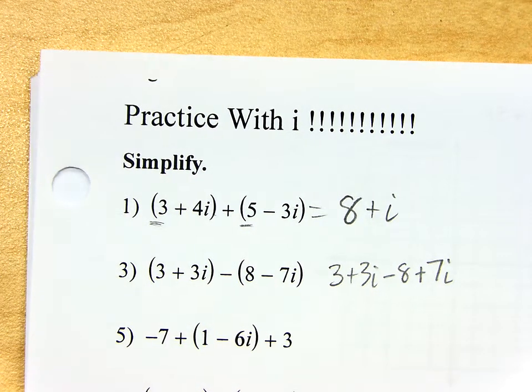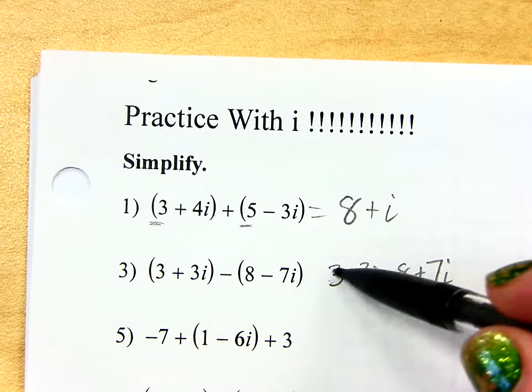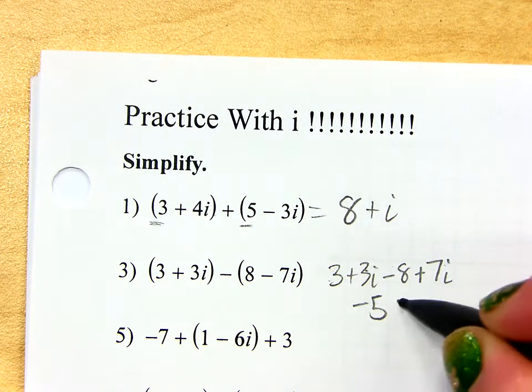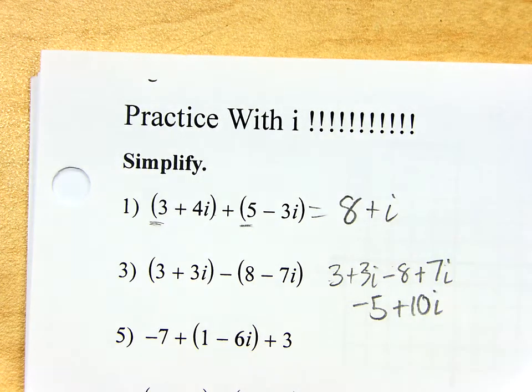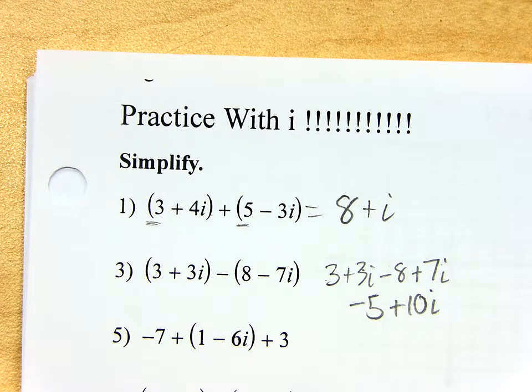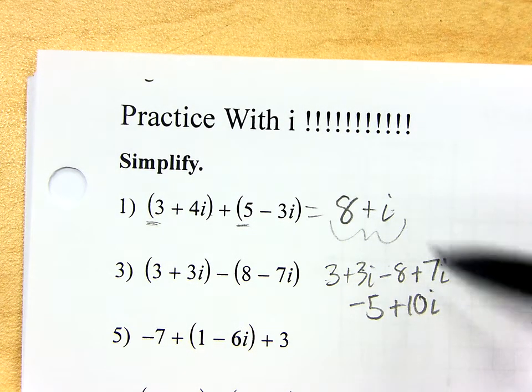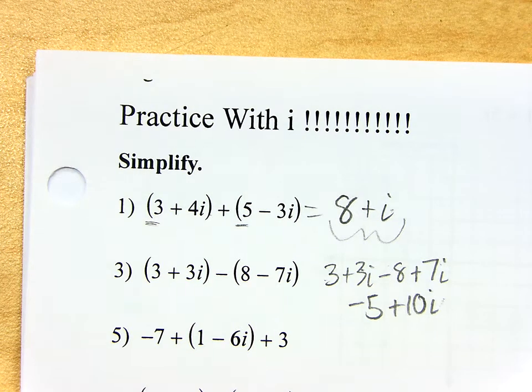But now I just combine like terms. So 3 and -8 is a -5. 3i and 7i, plus 10i. That's it. So, you might have noticed that I'm putting the i at the end. That is a little bit different, because if they were x's, right? If these were x's, we would normally write 10x minus 5. It is a little bit different with the i.